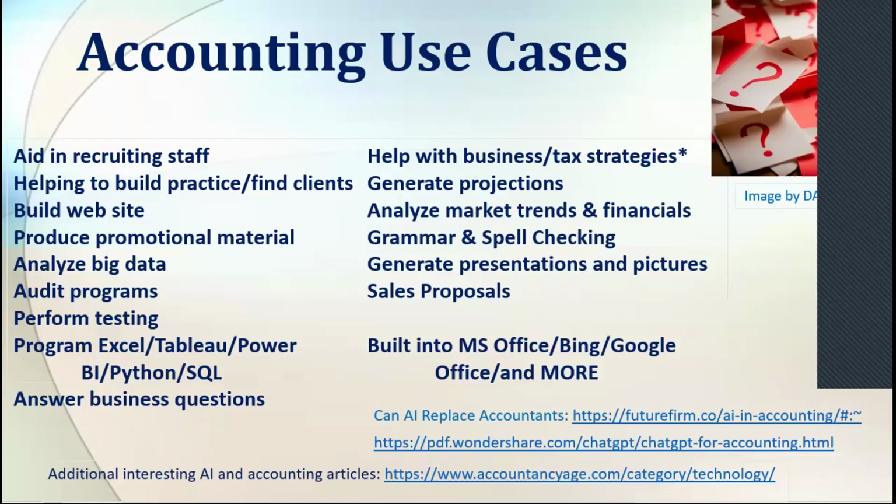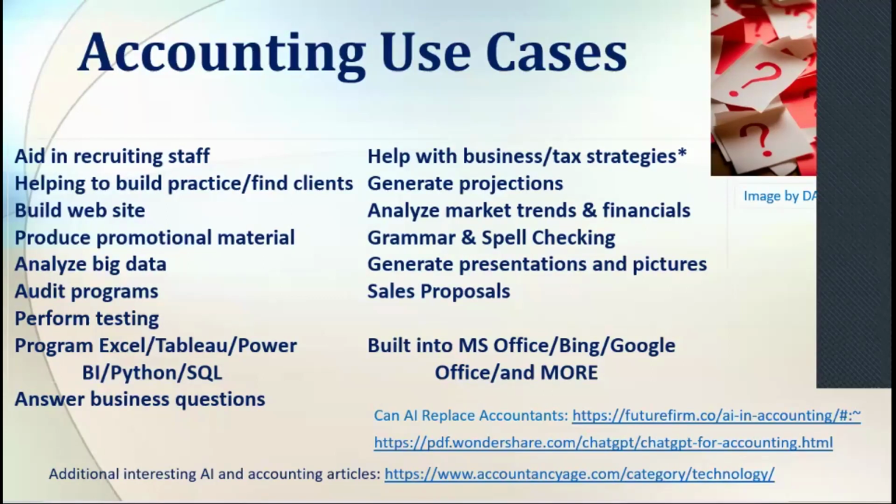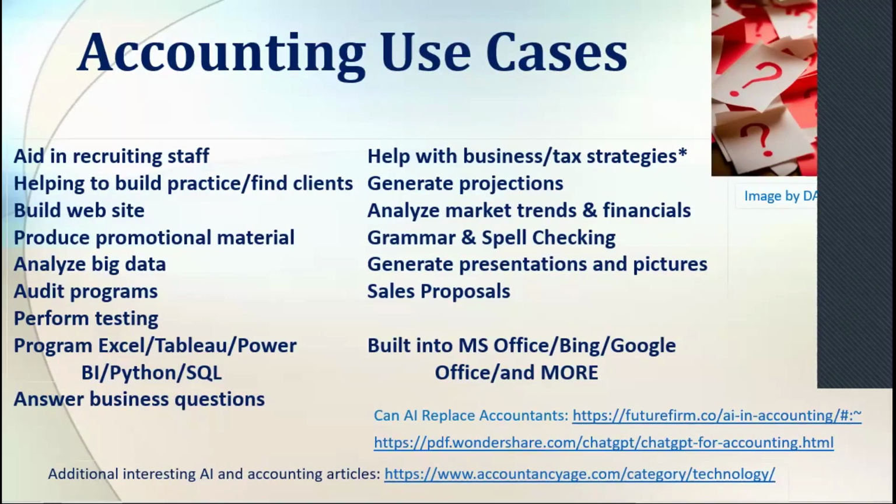Tax strategies, projections. You can go to Edgar and any publicly traded company, get the financials, and ask it to analyze those financials for ratio analysis, for horizontal or trend analysis, for common size or vertical analysis. It will do the analysis. Now, it's not real good at math. It's not a spreadsheet. So you need to validate and verify all output.